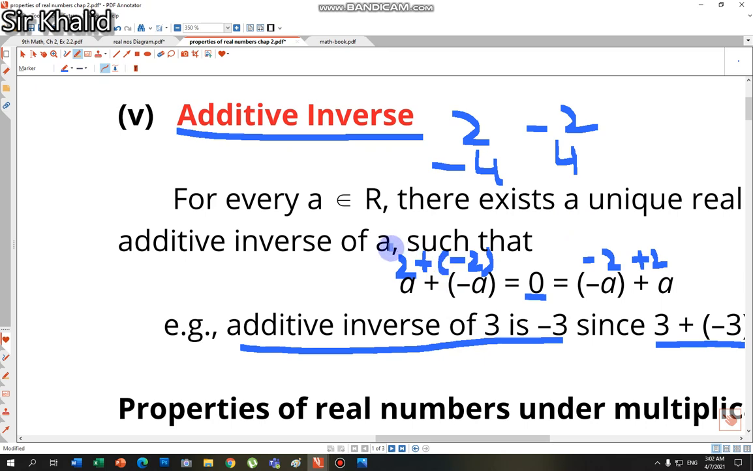So today I discussed with you the properties of real numbers with respect to addition. Go through these and write these properties in your rough registers.